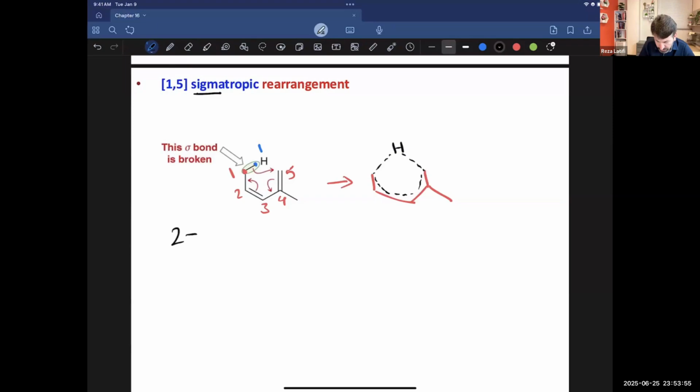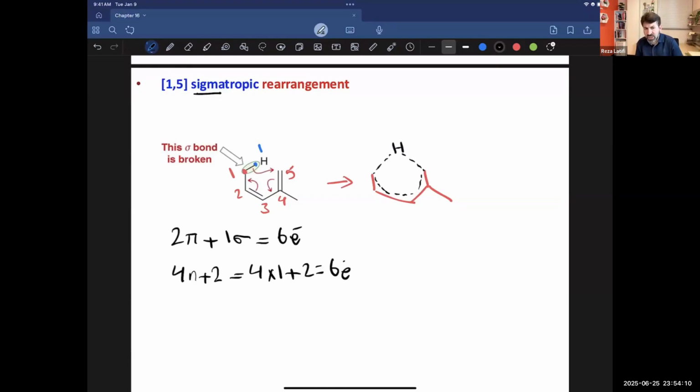Again, we have 2 pi bonds and 1 sigma bond involved, so in total we have 6 electrons, and that's following 4n plus 2. So 4 multiplied by 1 plus 2 gives me 6 electrons. This system will be aromatic, and because it's aromatic, the transition state will have lower activation energy. Now, after that one, we're going to rearrange this molecule in order to get such a structure.